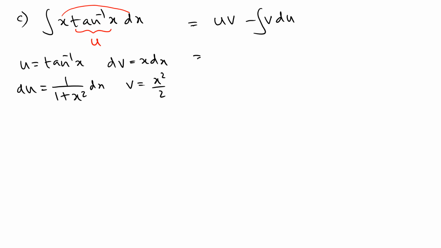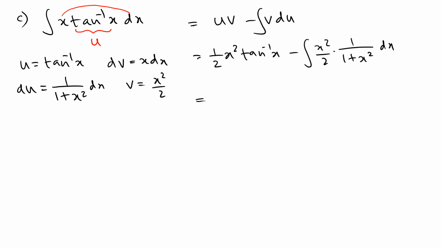So if you plug in, you can see that this is 1/2. We write 1/2 out in front, 1/2 tan inverse x, minus v, which is x squared over 2, and then du is 1 over 1 plus x squared dx. So what we can do, we can make some arrangements here.